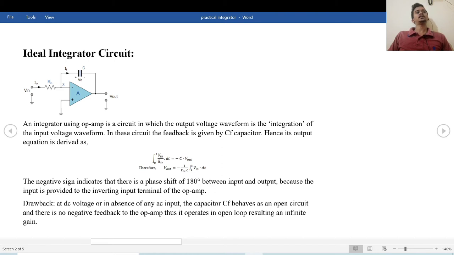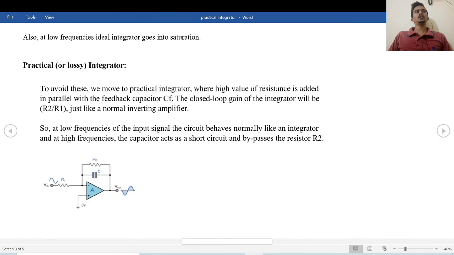This ideal integrator circuit has some drawbacks. At DC voltage, or in the absence of any AC input, the capacitor CF behaves as an open circuit and there is no negative feedback present to the op-amp. Thus, in open loop configuration, it results in infinite gain. It also has one more drawback, that is at low frequencies the ideal integrator goes into saturation. To avoid this, we move to the practical integrator circuit.